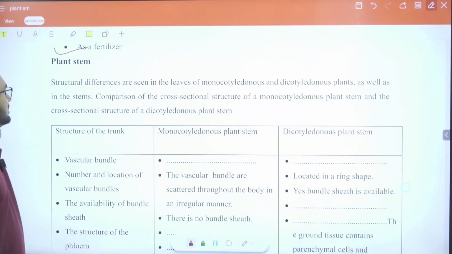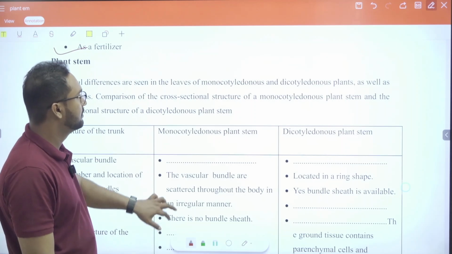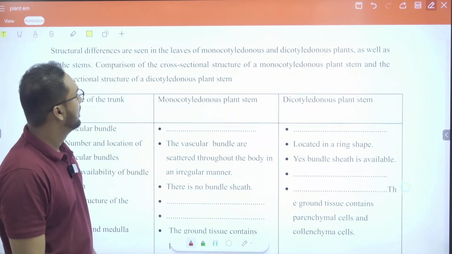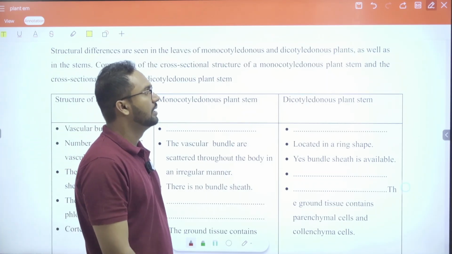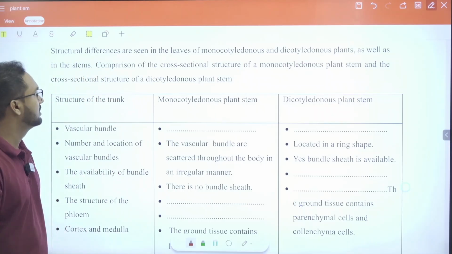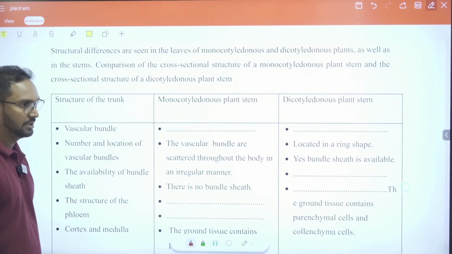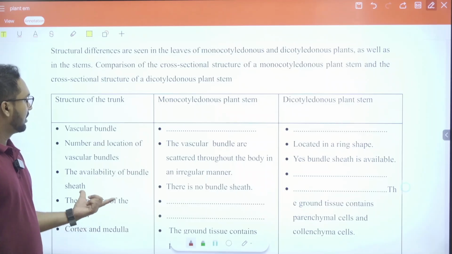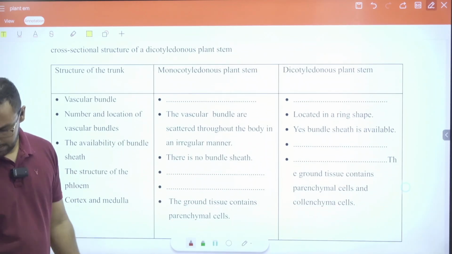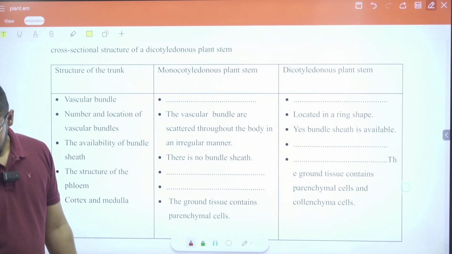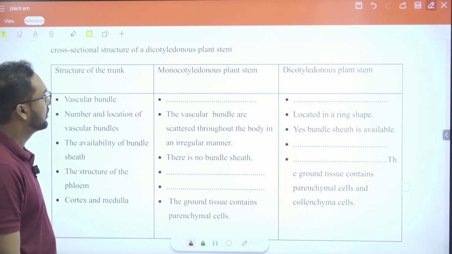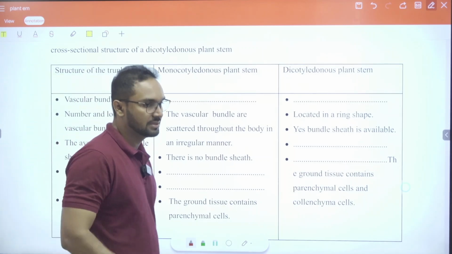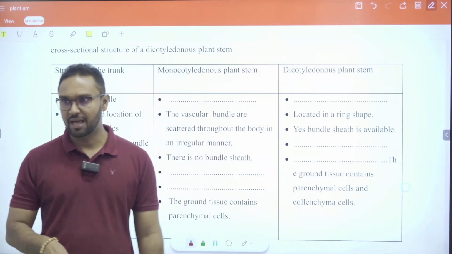So, structural differences are seen in the leaves of monocotyledonous and dicotyledonous plants, as well as the stem. Comparison of the cross-sectional structure, right? Cross-sectional structure of a monocotyledonous plant stem and the cross-sectional structure of a dicotyledonous plant stem, right? So, the structure of the trunk, vascular bundle, right? So, now the vascular bundle in monocotyledonous plant is scattered. Scattered means it is dispersed everywhere, doesn't have a sort of an order.